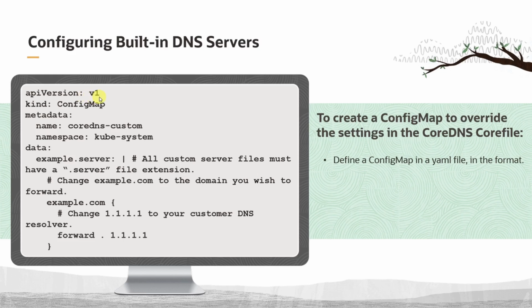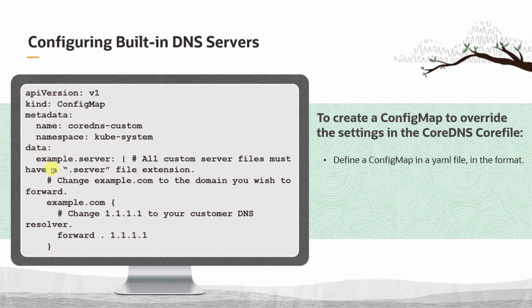The apiVersion v1 specifies the Kubernetes API version being used. In this case, it's version 1. Kind is set to ConfigMap. This defines the type of Kubernetes resource being created. And ConfigMap is used to store configuration data in key-value pairs. Metadata contains information about the config map such as its name and namespace. Namespace indicates where the config map will be created. In this example, it is kube-system.